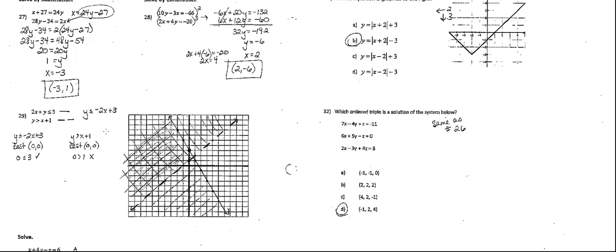Number 29, it's another shading question to a system of linear inequalities. Again, graph each inequality individually, and then just find where the overlap is. You actually have to do that here because it's open-ended.